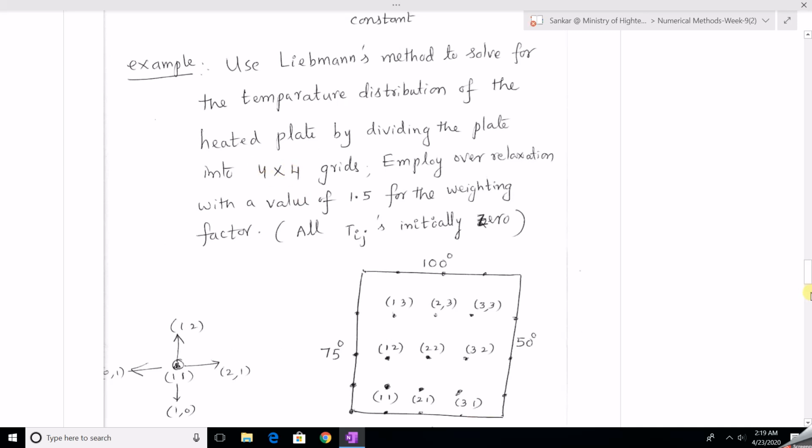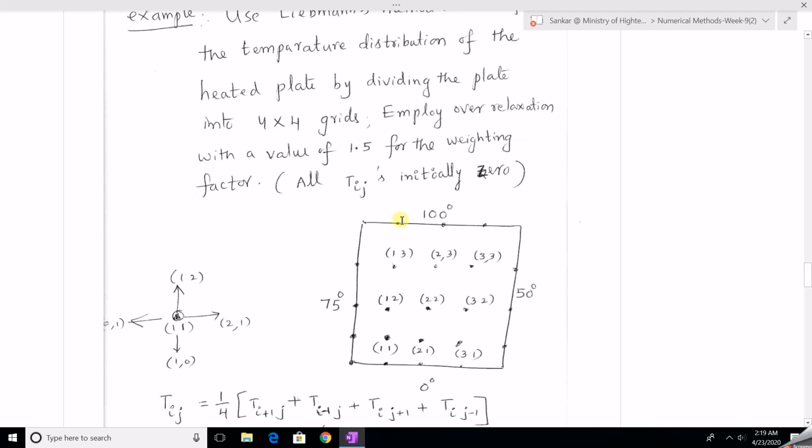A 4 by 4 grid is something like this. So this is the heated plate, where the edges are kept at the temperatures 0 degrees, 75 degrees, 100 degrees, 50 degrees. So this edge is kept at 0 degrees. This edge, the left edge, is kept at 75 degrees. The top edge is kept at 100 degrees and the right edge is kept at 50 degrees.